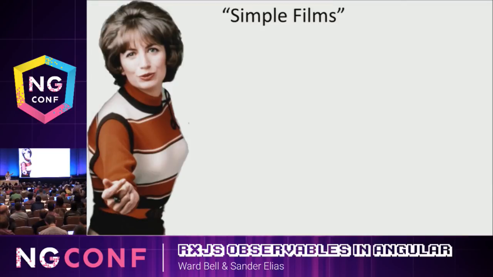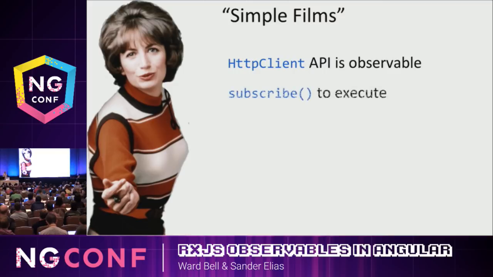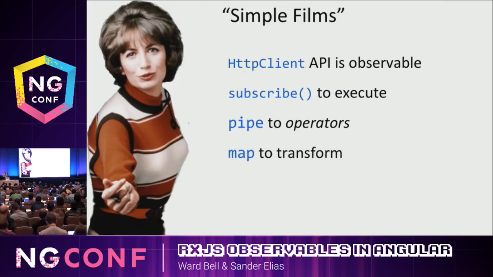We have gone through the simple films where we have learned that HTTP client is an API that is observable. We learned to subscribe to execute. We've learned about piping operators. We've learned that map will help you transform one value or a bag of something into what it is that you actually want. And I think we were a little bit ahead. Are we a little bit ahead? Yeah, we did the catch error. We're cool.